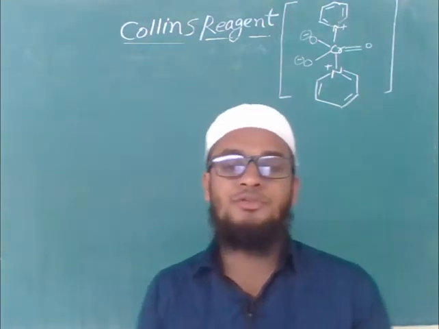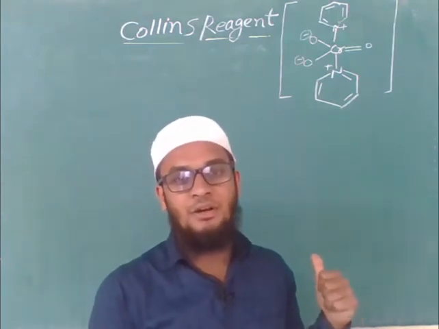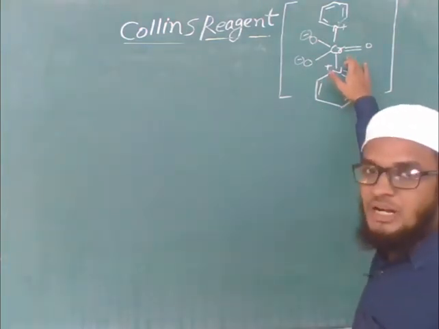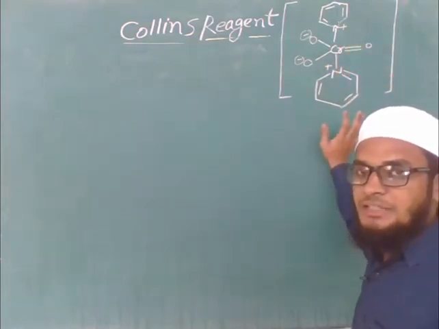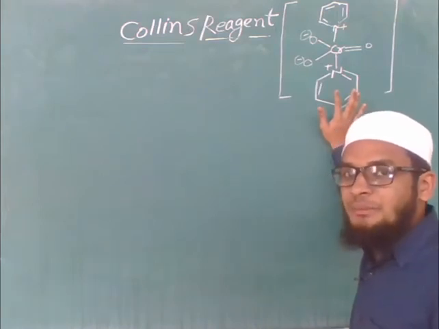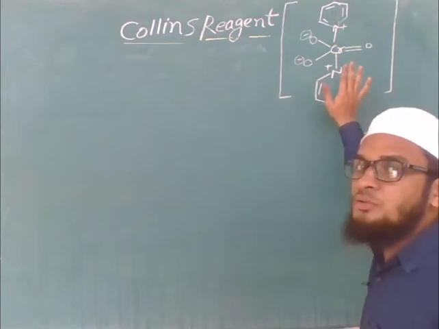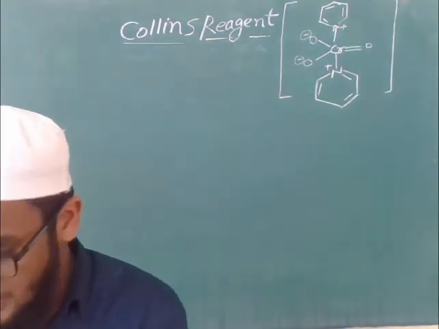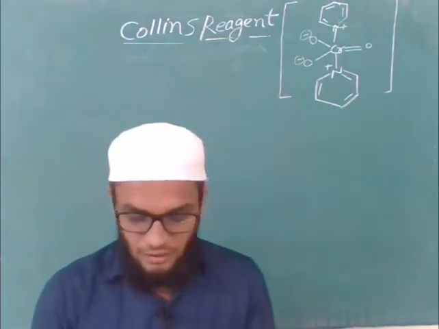So, how does it look, what is the structure? It is in front of you, behind me on the screen. Look at this, it has chromium trioxide and two pyridine molecules. The nitrogen of these two pyridine molecules is giving its lone pair of electrons to chromium to make a coordinate covalent bond, and it is making a complex with chromium trioxide.